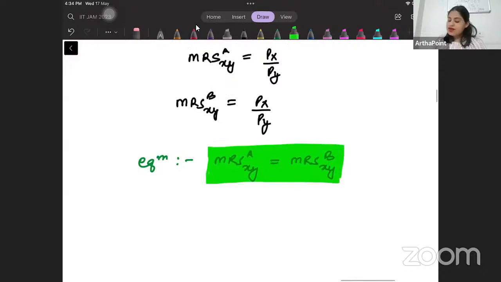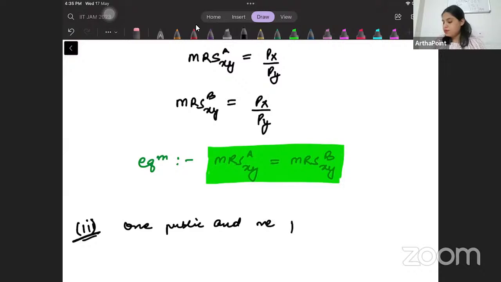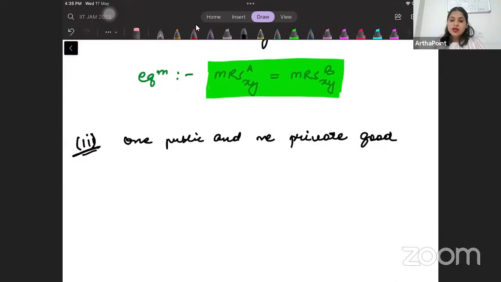Okay. Second part says public and private good. So one public and one private good. When there is one public and one private good, the condition is that whatever each individual is willing to pay for the good, when that is summed up together, it should be able to cover the cost of the good. So we write this as summation MRS.